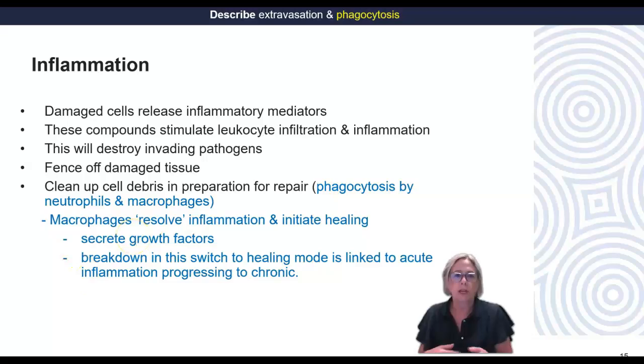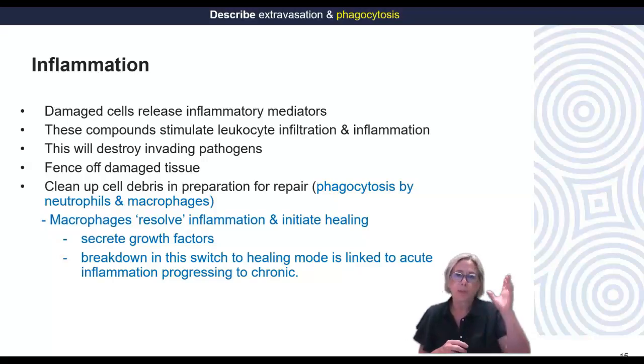So cell debris is cleaned up in preparation for repair due to phagocytosis by those large white blood cells called the neutrophils in the early stages of inflammation, and then later on by those large tissue phagocytic cells called macrophages. And remember what phagocytosis is. It's that engulfment of particles and destruction of the pathogen or whatever it is.